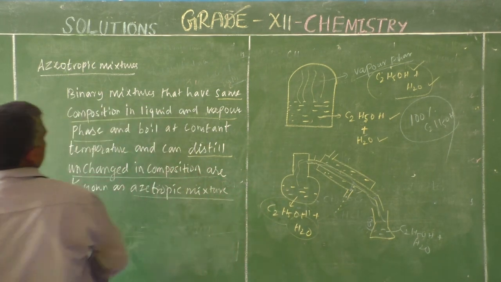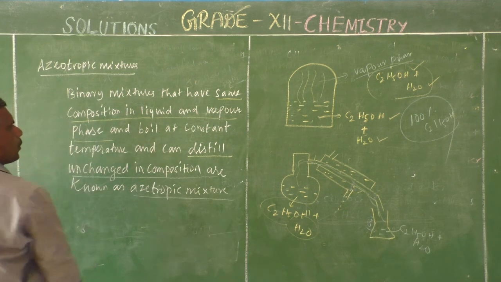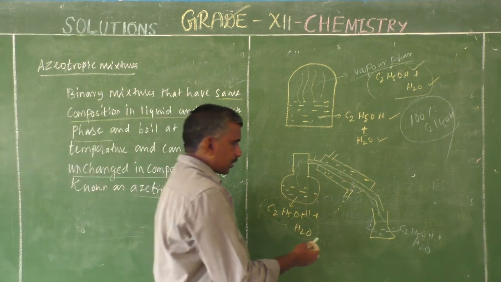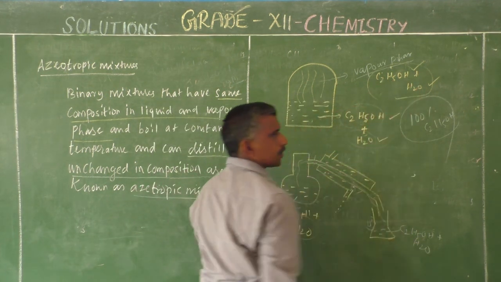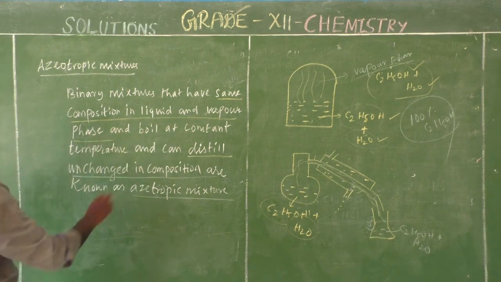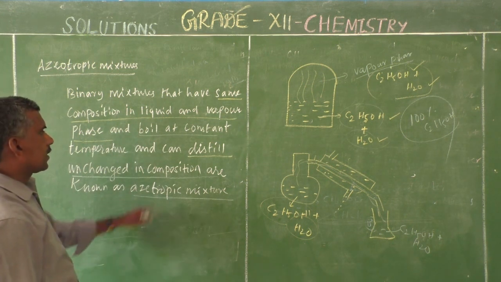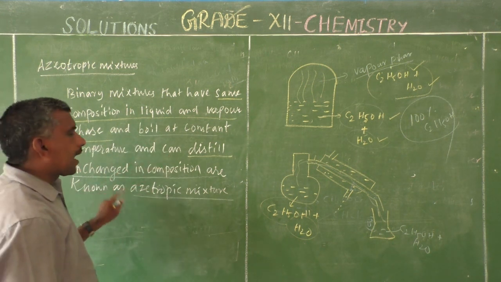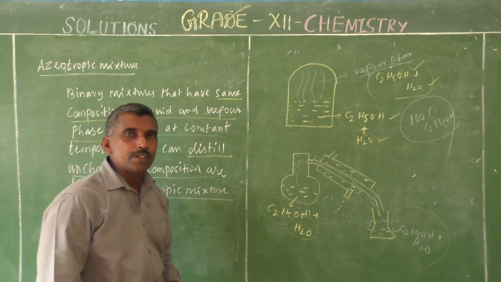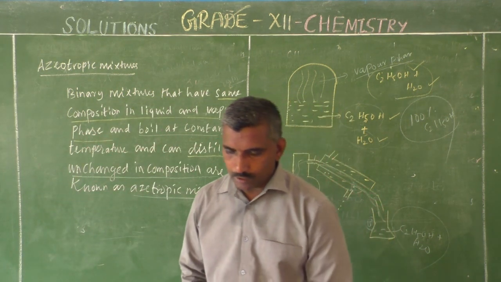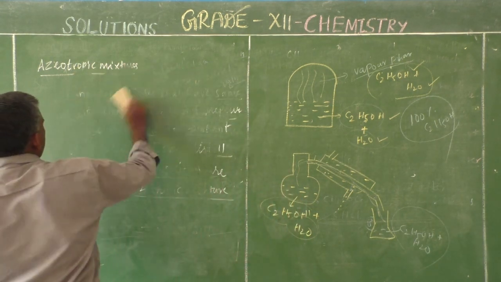Again I tell you the definition of azeotropic: a binary mixture that has the same composition in the liquid and vapor phase, ethanol and water in both, and boils at a constant temperature, and distills unchanged in composition. This solution is known as an azeotropic solution. I will put azeotropic mixtures in a table column later, very important for NEET.